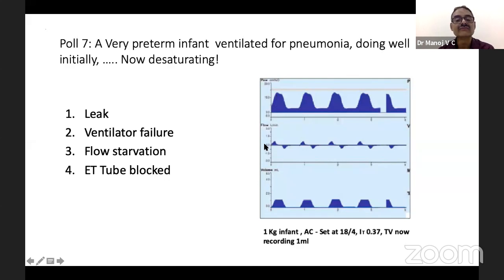When you're called with such a problem, what is it that you do? First, you look at the pressure waveform. The pressure waveform is delivering correctly, so that means half your problem is over. Now you look at the flow. Is the flow being delivered? No. And is the tidal volume being delivered? No. So probably there is a problem after the tube. So from the choices, the most likely is ET tube blocked, and probably this baby improved on suction.